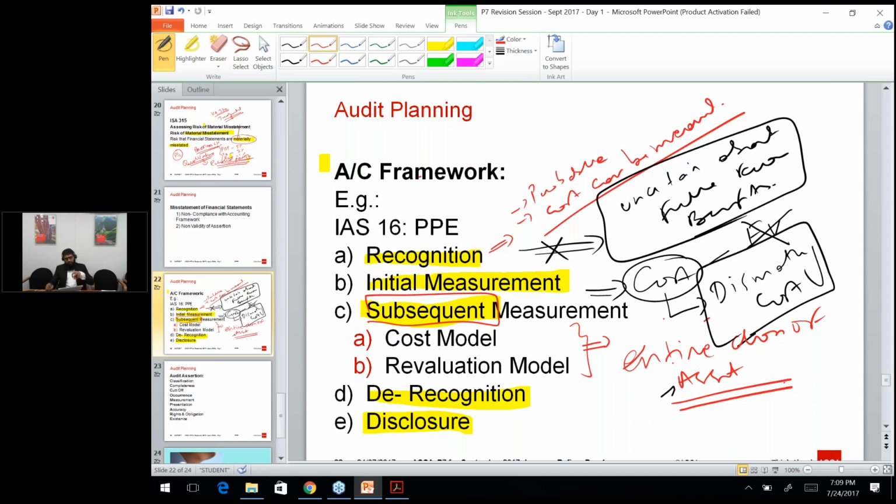At times they selectively apply this model. For example, if an entity follows the revaluation model for properties and it has 10 properties in its balance sheet, then every single property needs to be carried using the revaluation model.